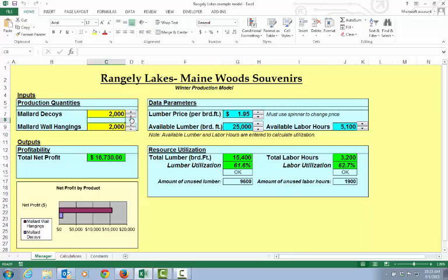And so again, that's valuable information because it gives the user a sense in terms of what the marginal contribution is by product type. Again, helpful in terms of determining those decisions.